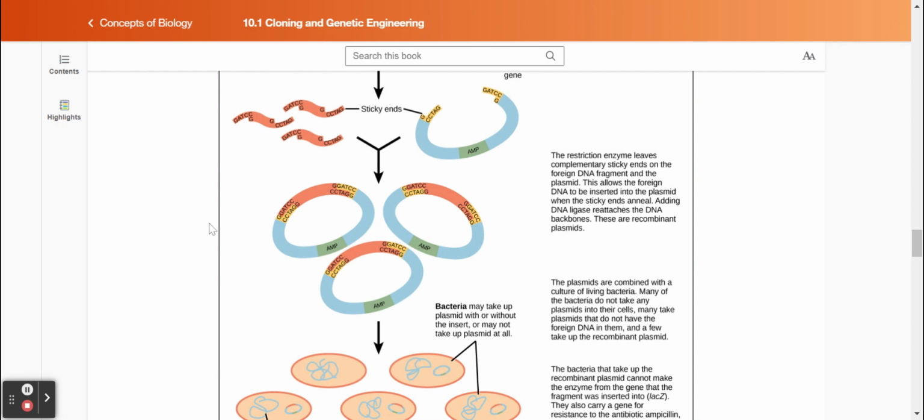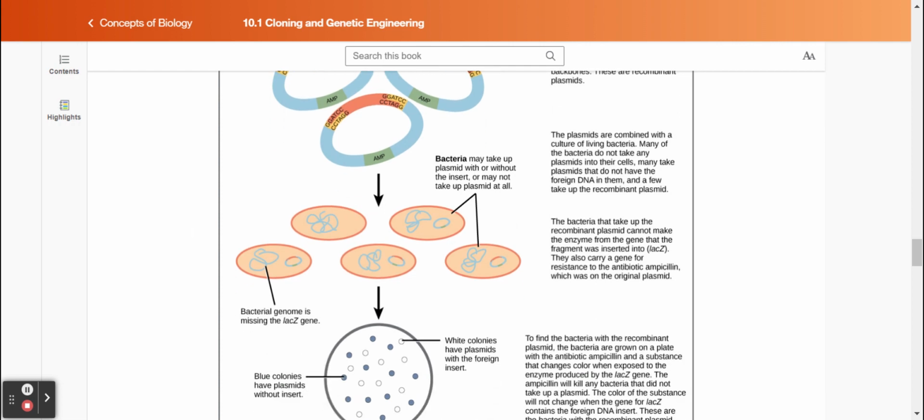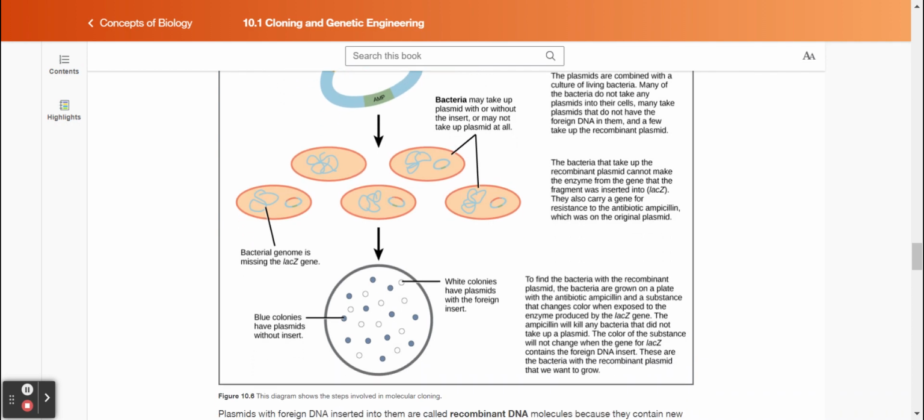The plasmids are combined with a culture of living bacteria. Many of the bacteria do not take any plasmids into their cells. Many take plasmids that do not have the foreign DNA in them, and a few take up the recombinant plasmid. The bacteria that take up the recombinant plasmid cannot make the enzyme from the gene that the fragment was inserted into, the LAC-Z. They also carry a gene for resistance to the antibiotic ampicillin, which was on the original plasmid.